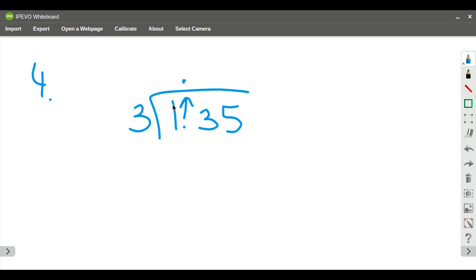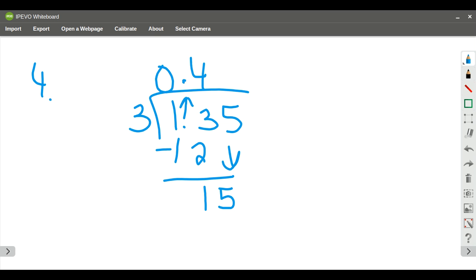3 is not able to go into 1, so I need to put a 0 as a placeholder because that value is in front of the decimal. And then I look at how many times 3 goes into 13. 3 goes into 13 4 times. 3 times 4 is going to be 12. I'm going to subtract. I have 1 left over. I bring down the 5. 3 goes into 15 5 times. 3 times 5 is going to be 15. I subtract. I have nothing left over.